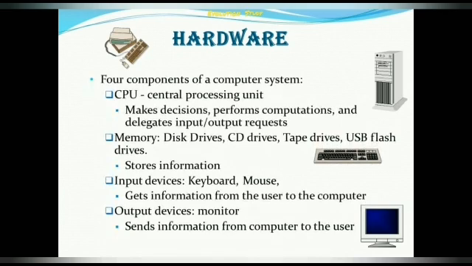Now what is hardware? Four components of a computer system are CPU, memory, input devices and output devices. Now CPU is the central processing unit which makes the decisions, performs the computations and delegates the input and output requests. And what is memory? The disk drives, CD drives, tape drives, USB flash drives. These are the kinds of memories that are kept, and it also stores information.